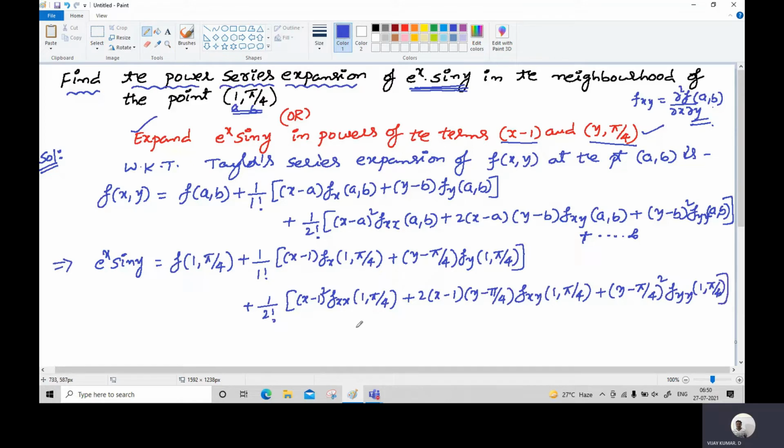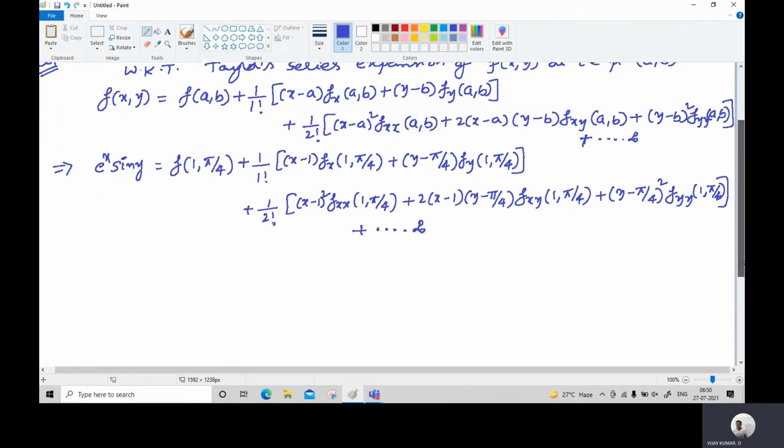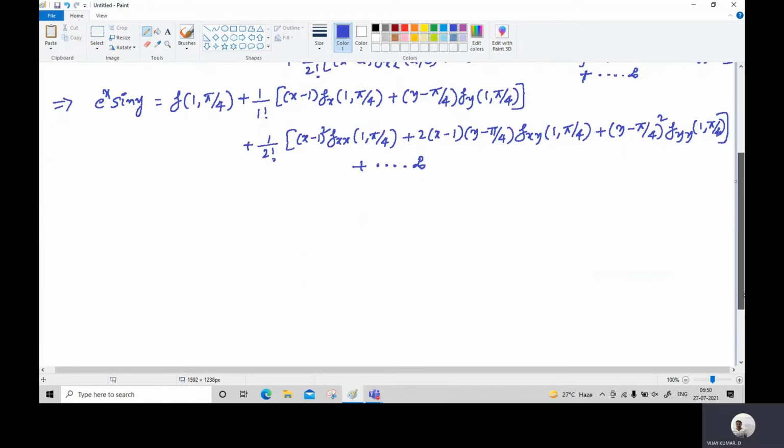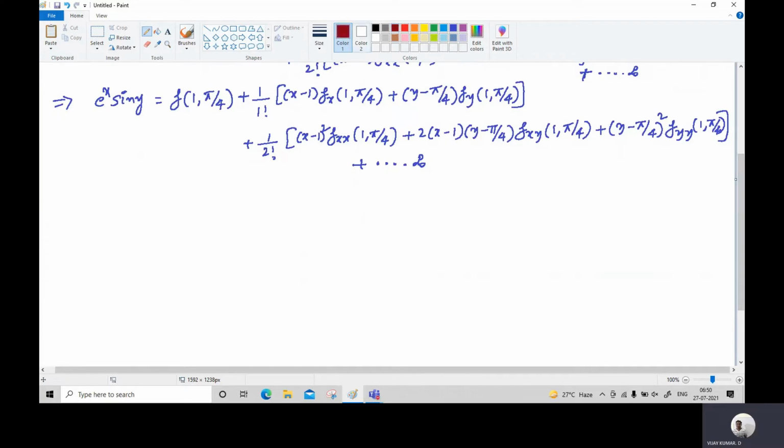Don't forget to write plus and so on. If we have good knowledge of partial differentiation, it is better to find the next term also, which is 1 by 3 factorial times the product term in the form of a plus b whole cube. It is our interest. Now we have to find out the unknown function values which are involved in this formula. This is the function value at 1 comma pi by 4. This is another term. In order we have to find out all these terms, so totally we have to find out 6 terms here.